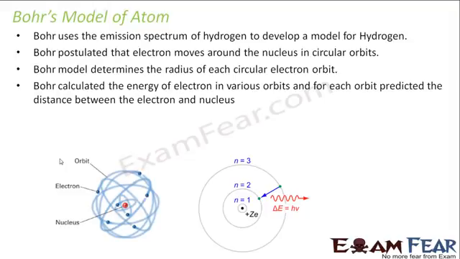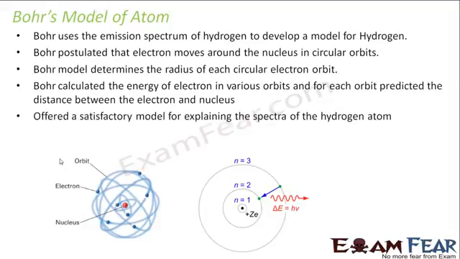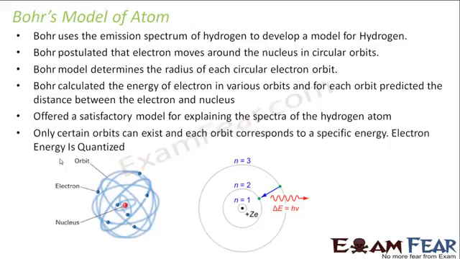It is not that an electron can occupy just any orbit. There are some specific orbits in which the electrons can revolve around the nucleus. So it offered a satisfactory model for explaining the spectra of the hydrogen atom. This was a major drawback of the Rutherford model. Only certain orbits can exist, and each orbit corresponds to a specific energy. Electron energy is quantized, right?